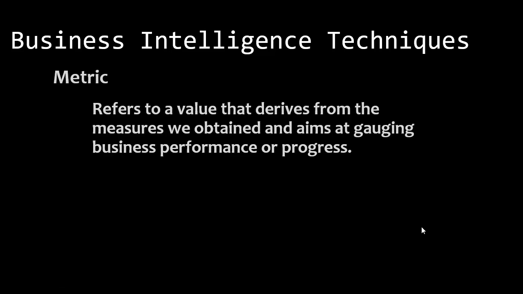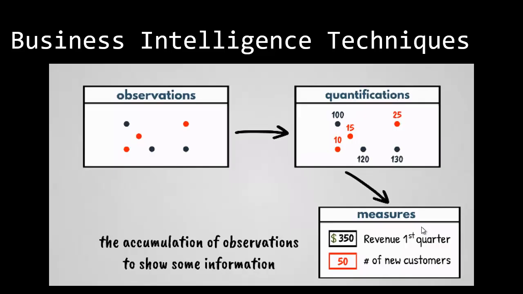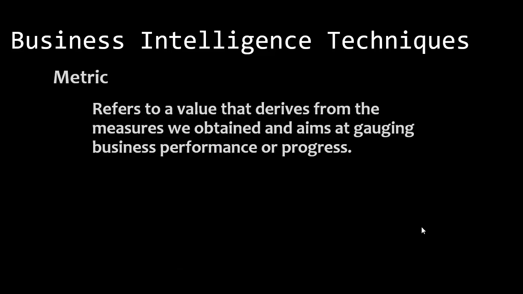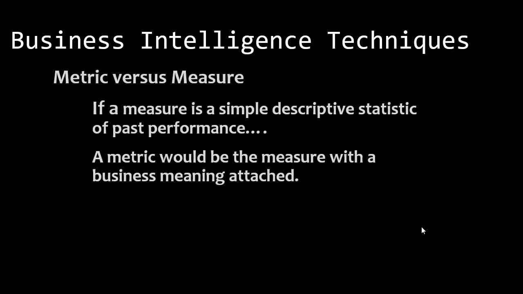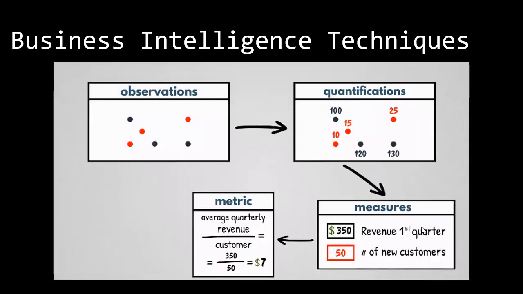A metric, though, refers to the value that's derived from the measures we obtain and aims at gauging business performance or progress. So we have this measurement, go back to here. But what does that really mean to the business? In this case, what a metric does is take it one step further. If a measure is a simple descriptive statistic of past performance, $350, 50 new customers, a metric would be a measure with a business meaning attached.